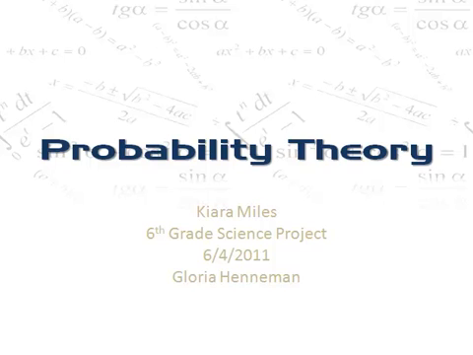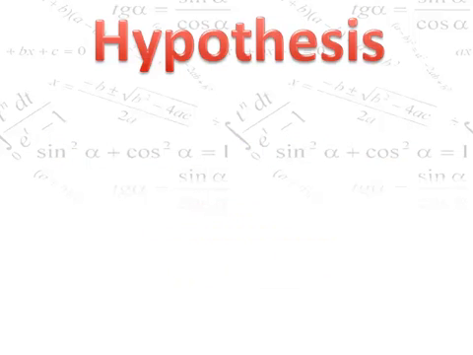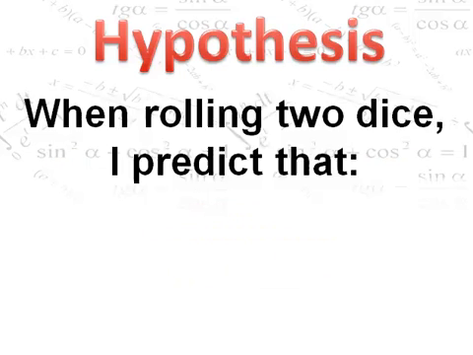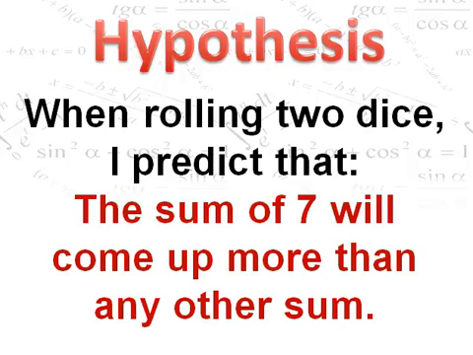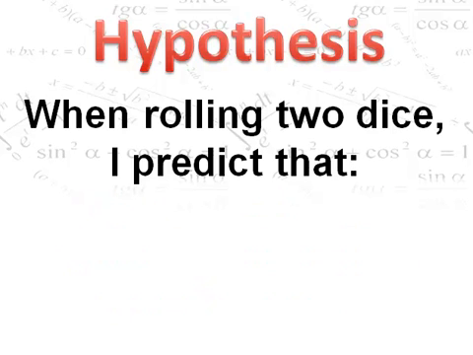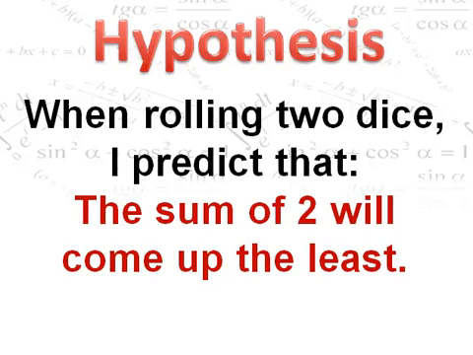Hello, this is Kiara Miles, and my 6th grade science project is on the probability theory. My hypothesis is, when rolling 2 dice, I predict that the sum of 7 will come up more than any other sum. And also when rolling 2 dice, I predict that the sum of 2 will come up the least.